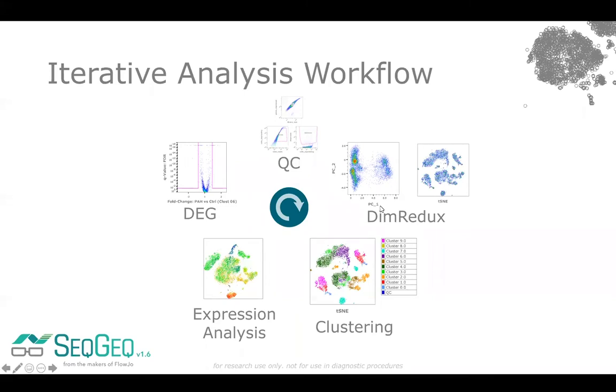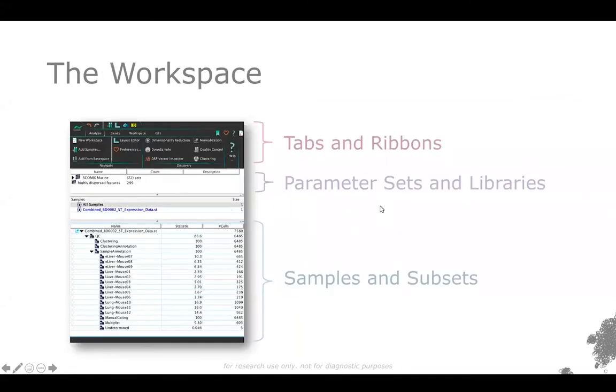So on the interface, SeqGeek's workspace looks and feels very much like a FlowJo workspace, which is, of course, the predominant software for single-cell analysis in flow cytometry. And so we think it's a natural fit for a lot of the immunologists who are already working with our tools. It starts with a set of tabs and ribbons at the top that give rise to all the different functions and features that are available within the platform.